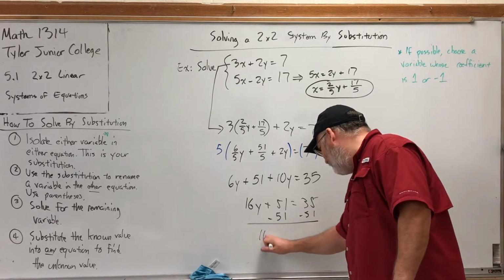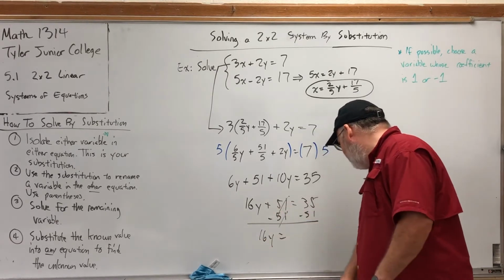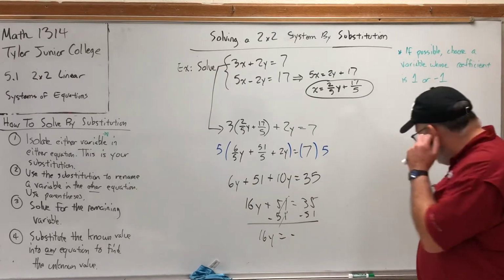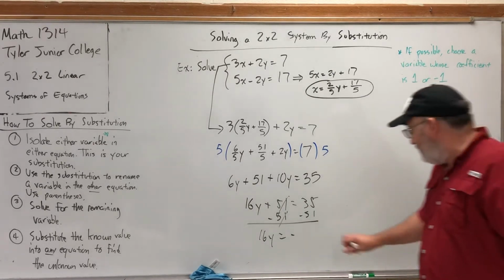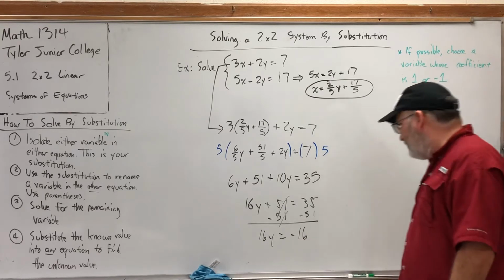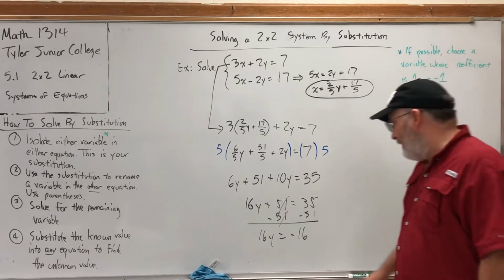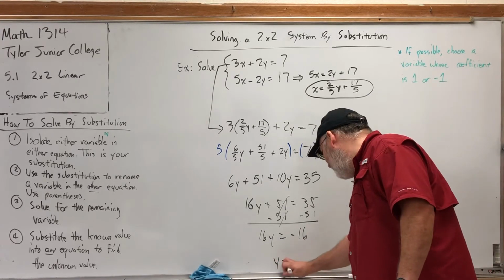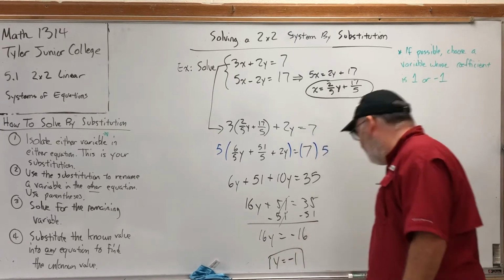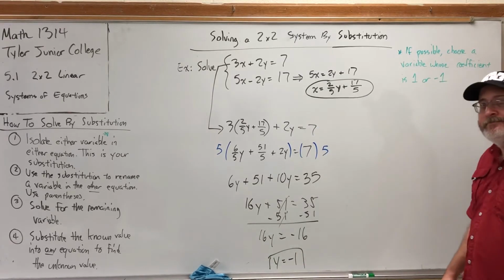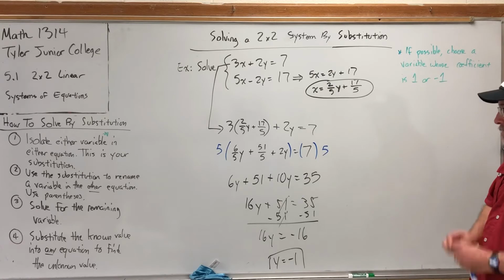And we get 16y is equal to, I know this is negative, and the difference is exactly 16. So 16y is equal to negative 16. Divide both sides by 16, and we get y equals negative 1. Hooray, we have half our answer. And we need the other half.